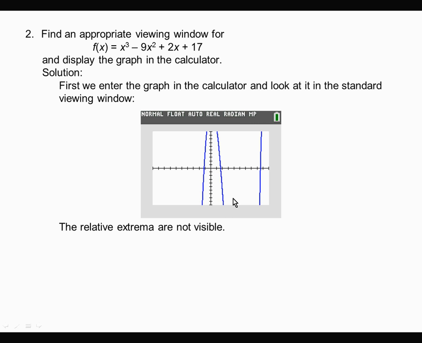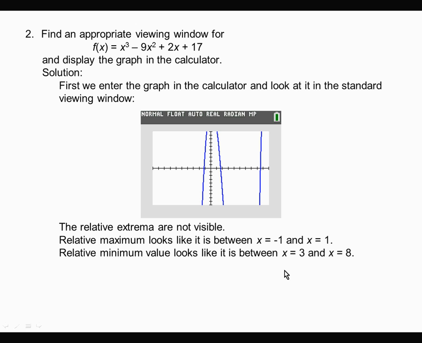And the minimum looks like, oh gosh, somewhere between what? 2 and, let's see, 2, 3, 4, 5, 6, 7, 8. Somewhere between 2 and 8 maybe. So the relative max looks like it's between -1 and +1. So in my table of values, I said this time I'm using between 3 and 8. I already said 2 and 8. Well, I guess 3 is also good. So let's see what happens between -1 and 1 for x and between 3 and 8 for x.